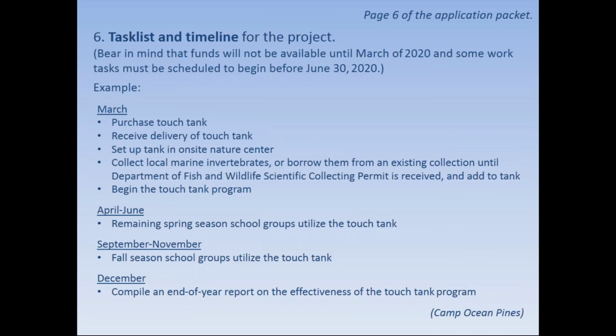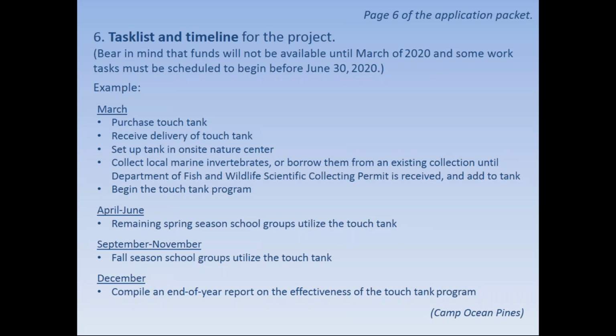The next part of the application is the task list and timeline, which is evidence of a solid, well thought out plan. Keep in mind that the earliest a timeline can start is March 2020, which is after the funding becomes available. And some tasks will need to start by June 30th, 2020, which is the end of our fiscal year. So you'll have to be doing something before the end of June.